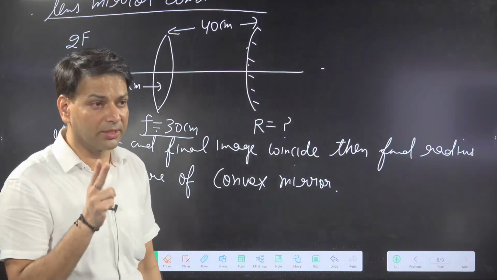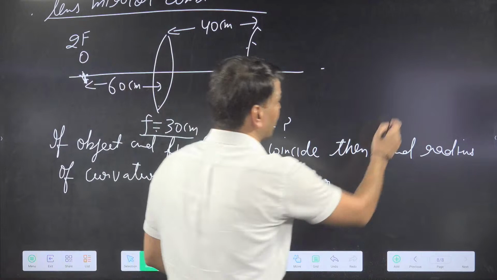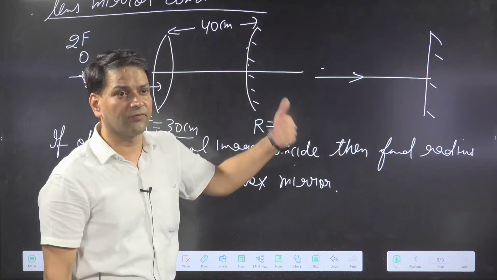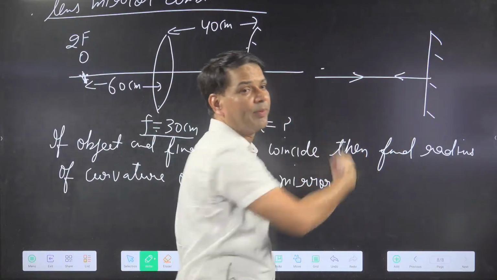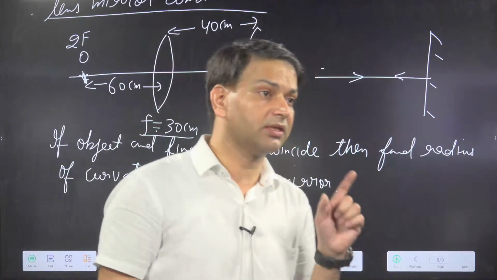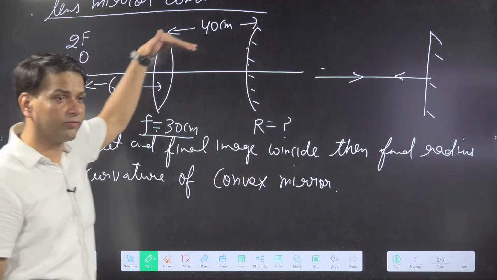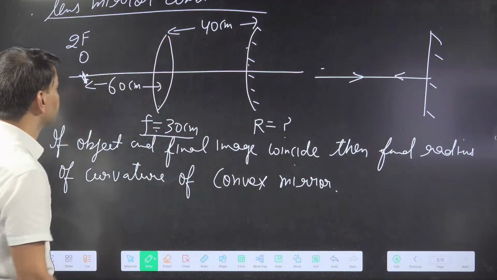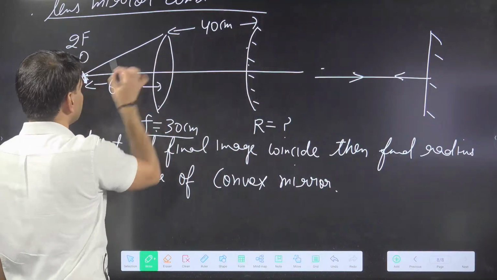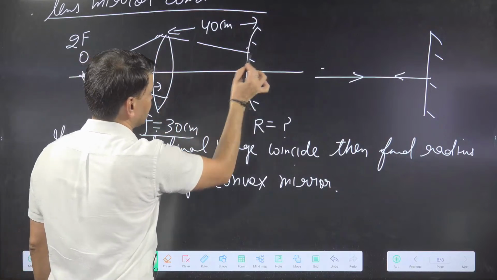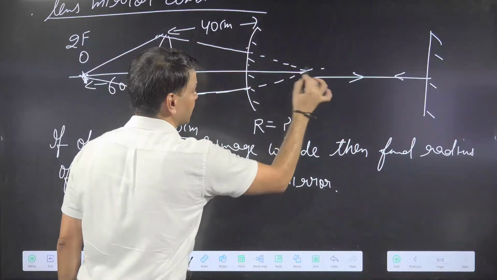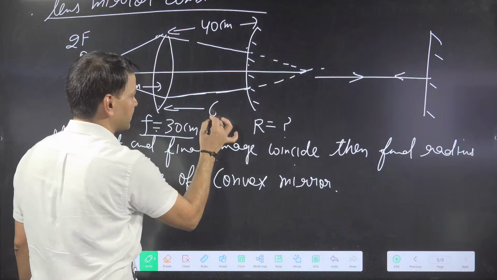And in the case of a mirror, path retracing means incidence must be normal. When a light ray is incident normally, like on a plane mirror, a simple example, after reflection it goes back along the same path. So for the light ray to retrace the path, it has to be incident normally. Now here the object is at 60, so the image will form at 60. The light ray will converge at 60, but before convergence it will fall on the convex mirror. So this distance will be 60 centimeter.